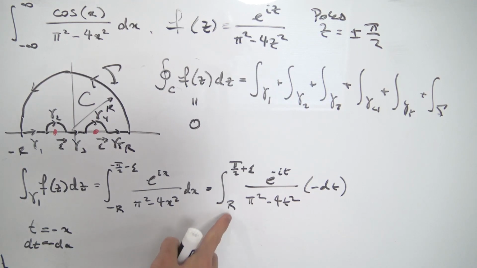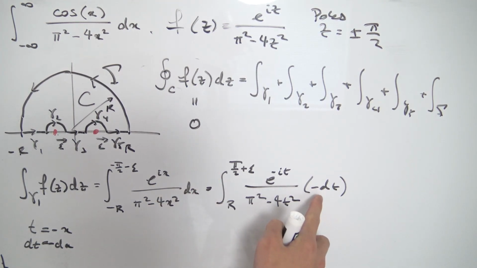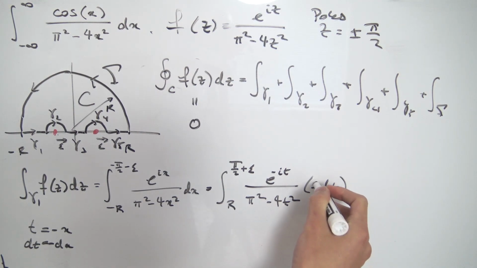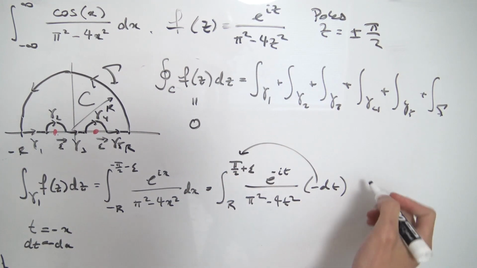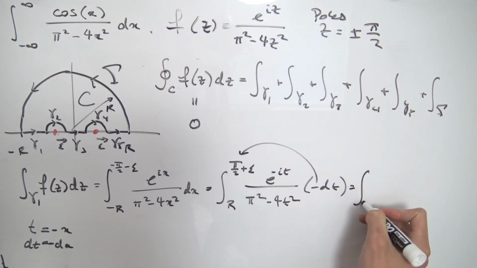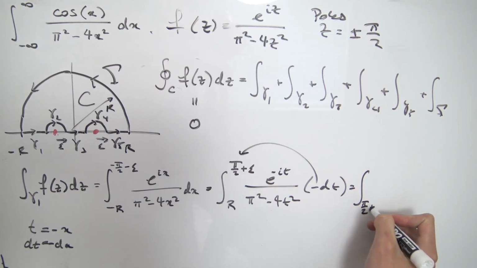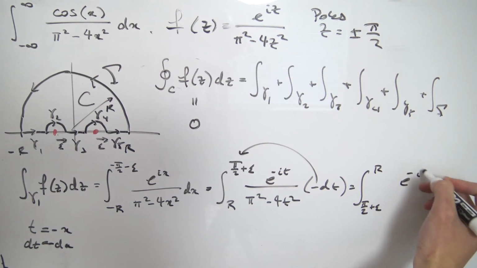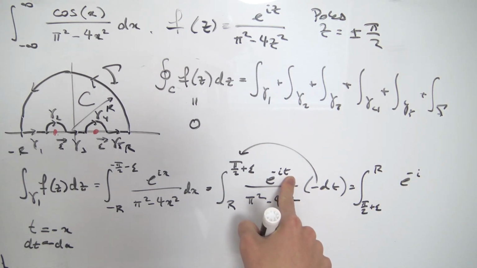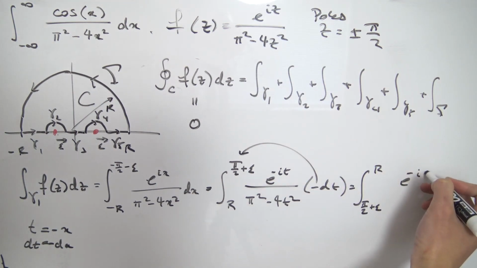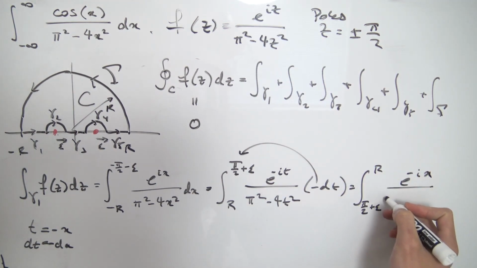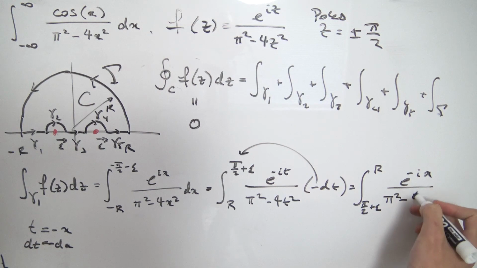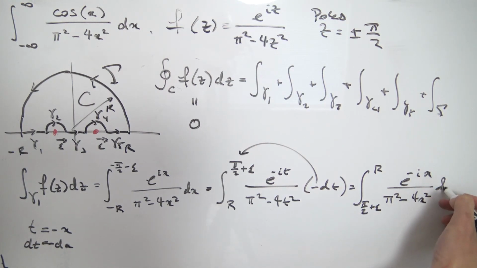Alright, so next notice that these bounds are kind of misoriented. So let's reorient it properly by using this negative. So we're going to put this negative inside of this integral, and then we're going to have the integral from pi on 2 plus epsilon all the way up to r of e to the minus i. And notice t is just a dummy variable, so let's just change it back to x, so e to the minus ix over pi squared minus 4x squared dx, like so.